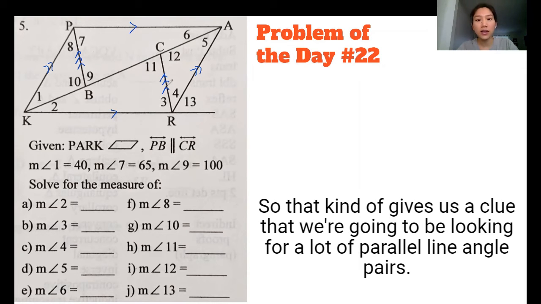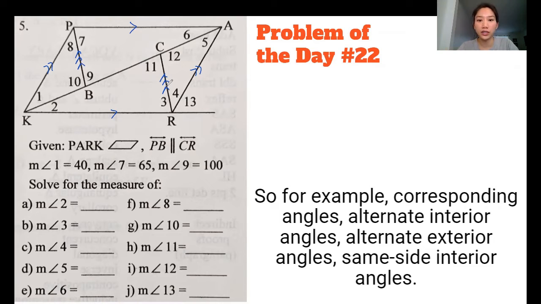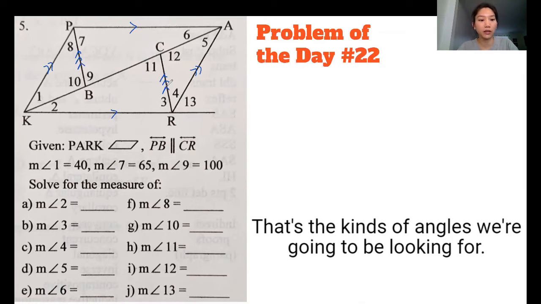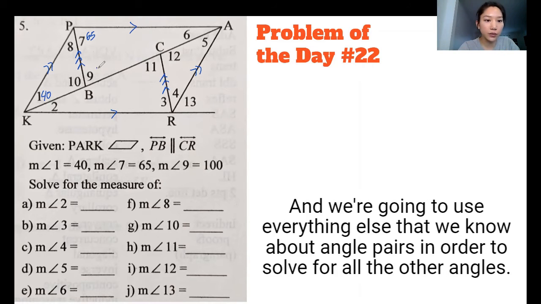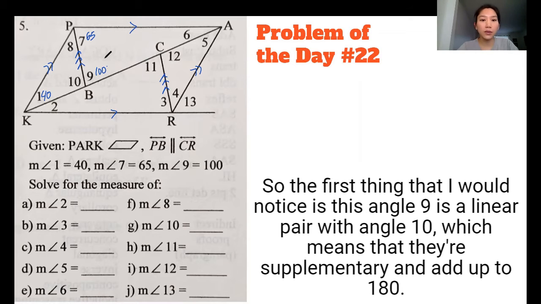So that kind of gives us a clue that we're going to be looking for a lot of parallel line angle pairs. For example, corresponding angles, alternate interior angles, alternate exterior angles, same side interior angles. Those are the kinds of angles we're going to be looking for. And all they tell us to begin with is that angle 1 is 40 degrees, angle 7 is 65 degrees, and angle 9 is 100 degrees. And we're going to use everything else that we know about angle pairs in order to solve for all the other angles.